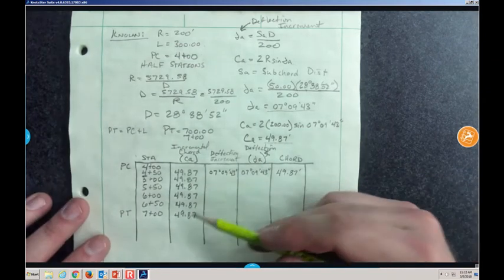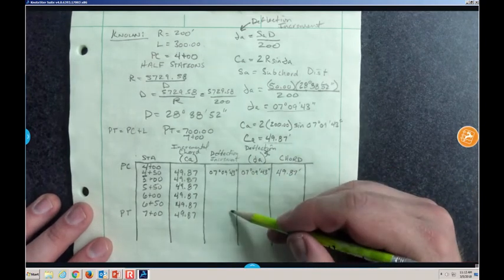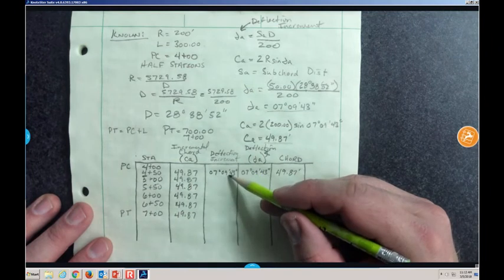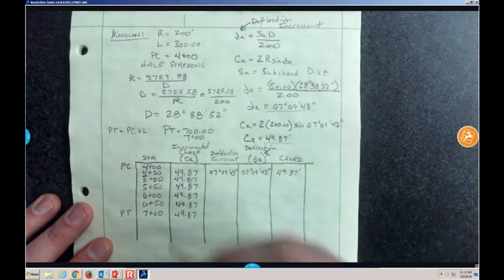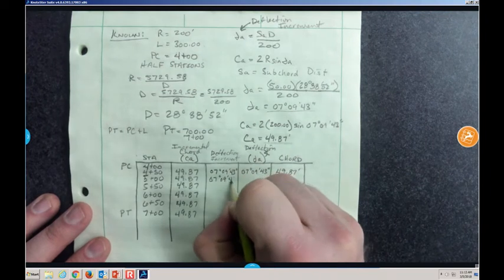So that stays the same. Same with the deflection increment. That deflection increment can stay the same all the way down. Okay. On this particular problem. There's other problems where that may not happen.